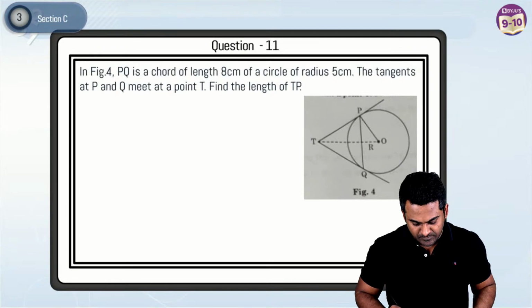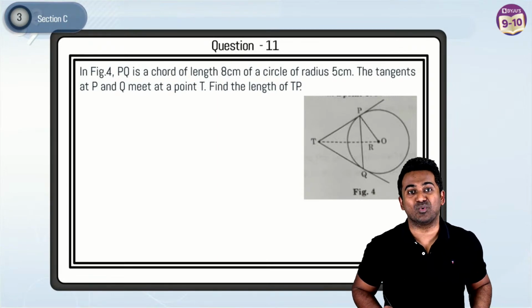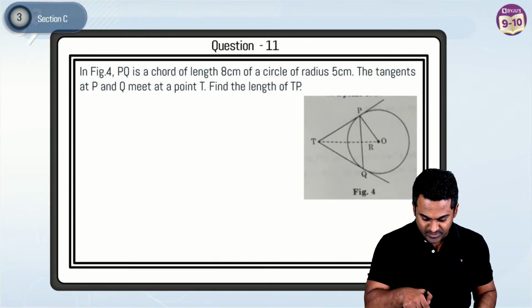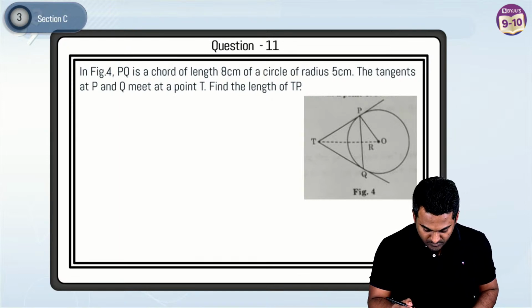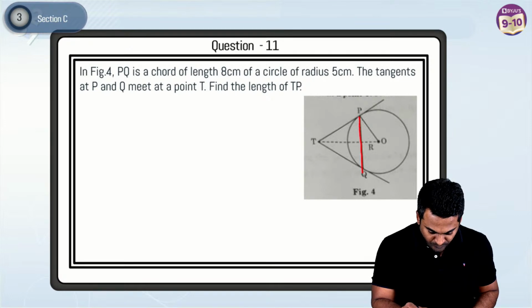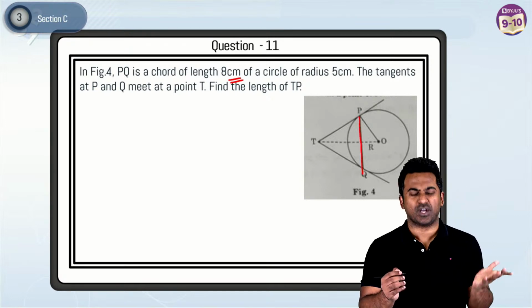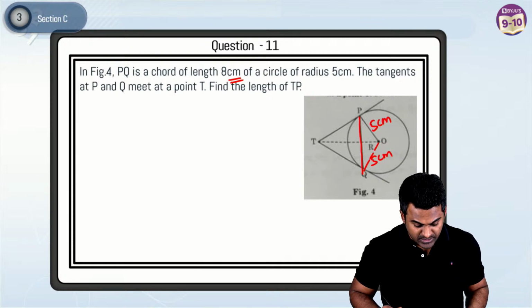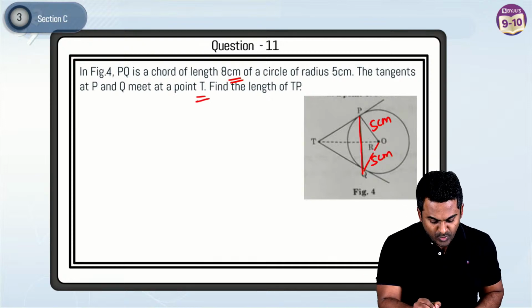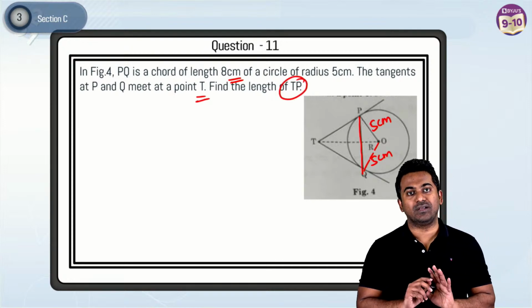Okay, so we have a question around circle theorem. So here's the diagram. PQ is a chord. Where is PQ here? Okay, so this is a chord. The length is 8 centimeters of a circle of radius 5 centimeters. So this is 5 centimeters, the radius. I can also join this if I want to. This will also be the same radius, 5 centimeters. So the tangents meet at the point T. We've been asked to figure out the length of TP.